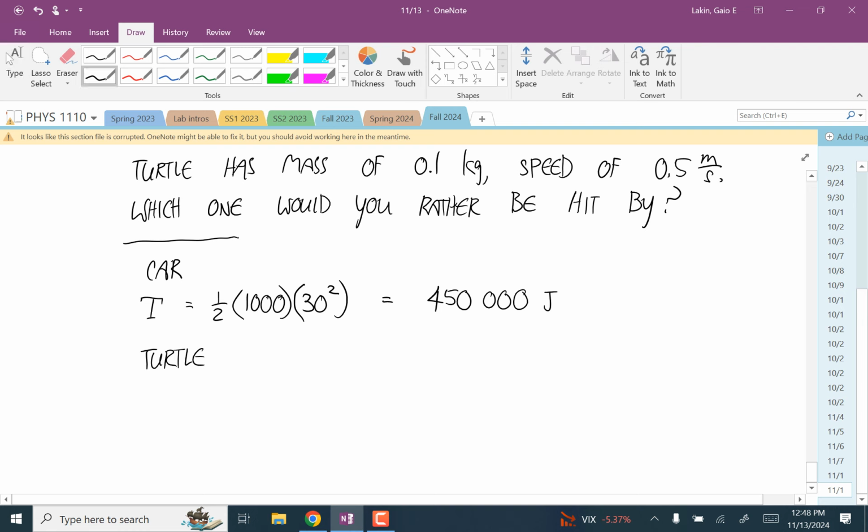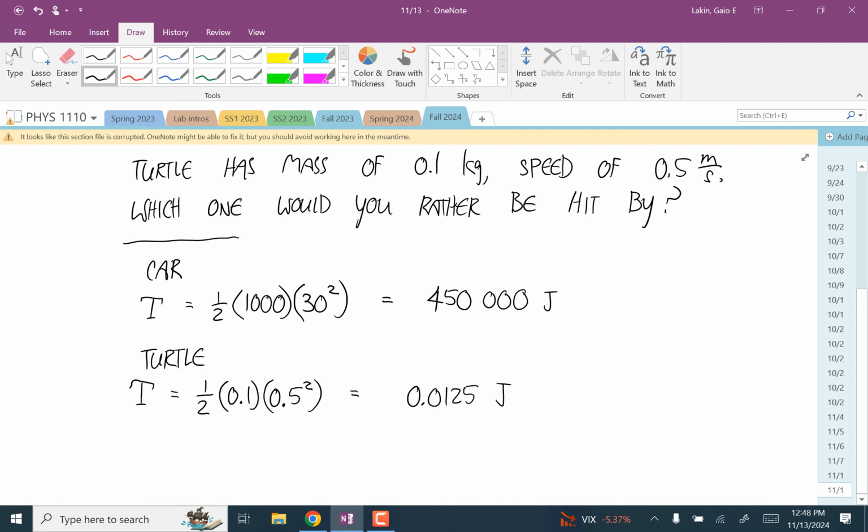And now the turtle, the kinetic energy is 1/2 times a mass of 0.1 times 0.5 squared. So that's 0.25, 0.125, 0.0125. So 0.0125 joules. So I thought it was going to be pretty close, but it wasn't. We'd much rather get hit by the turtle. Anybody have any questions about that?